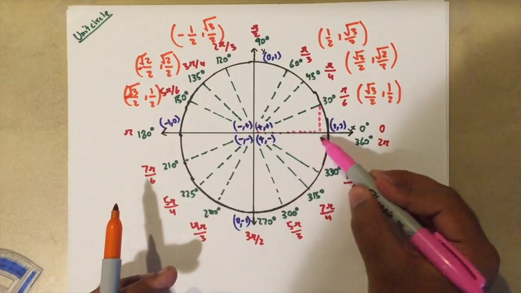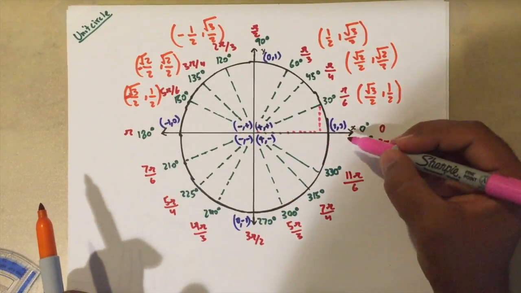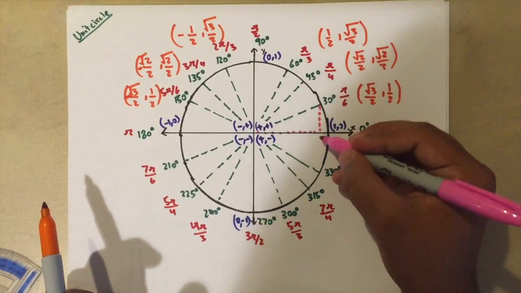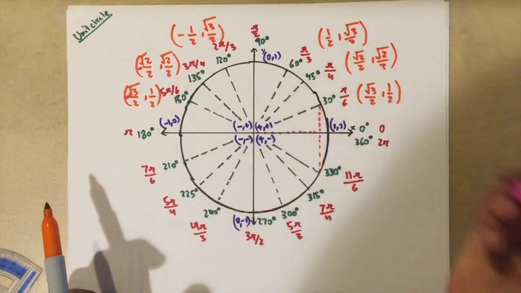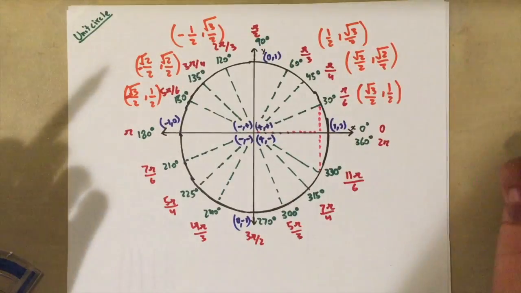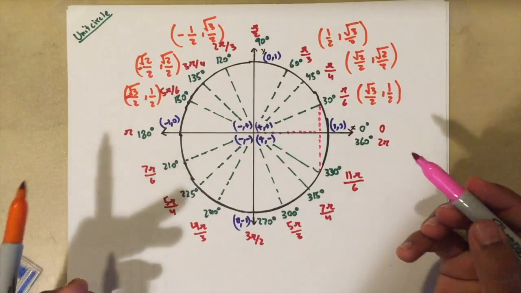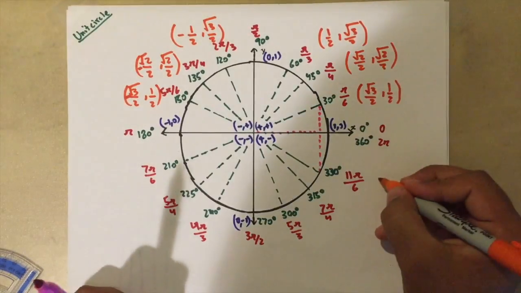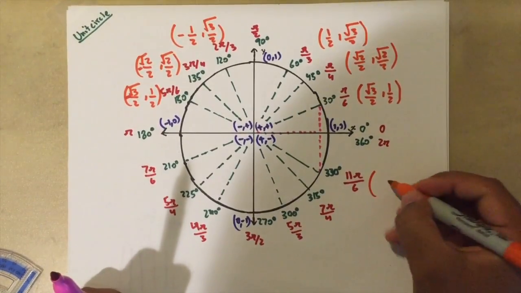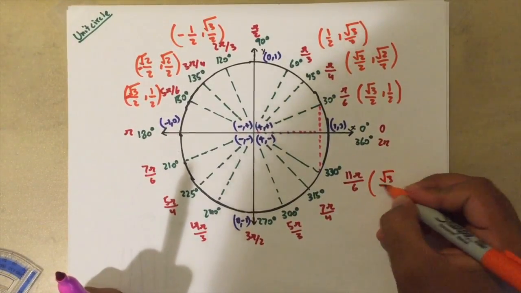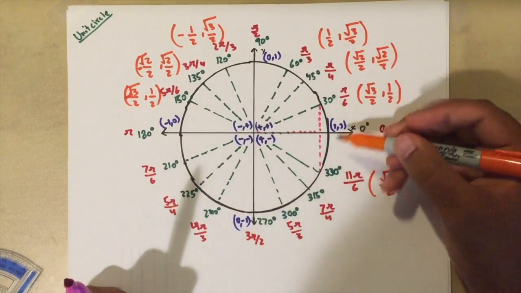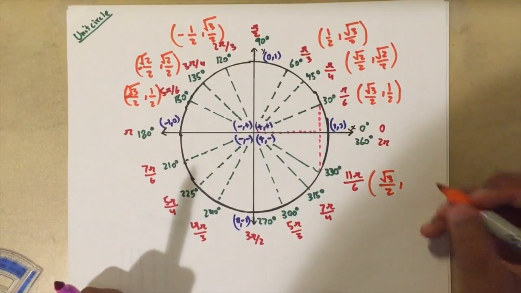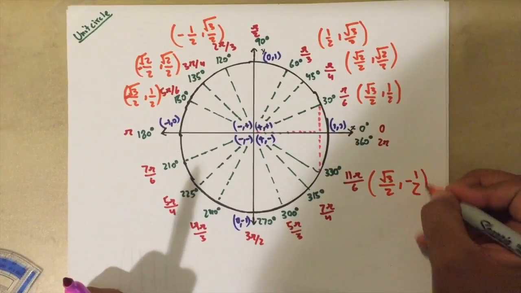We're going rad 3 over 2 out, except instead of going 1/2 up, we're going negative 1/2 down. Although my drawing is not completely to scale, if it were to scale, that's what it would look like. So if we wrote the points here, it would be the same x value, which is rad 3 over 2, except since we're going negative 1/2 down, it would be negative 1/2 here.